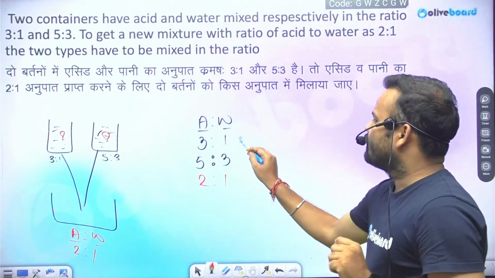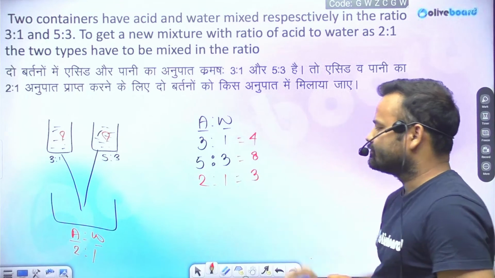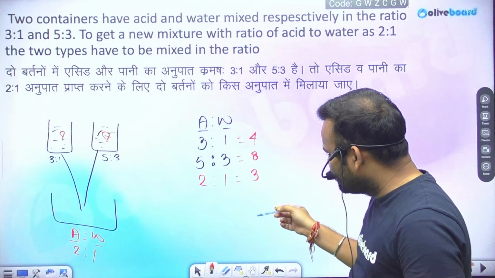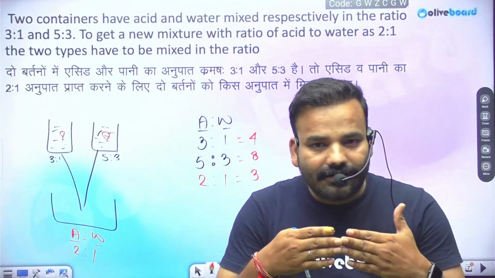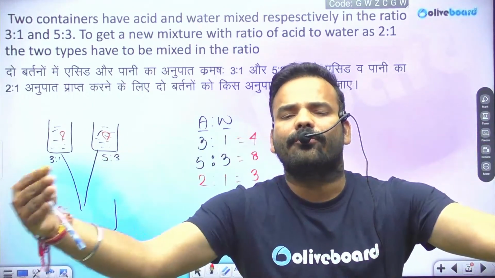Sir, what is the volume over here? The volume is 4. What about this? This is 8. And what about this? This is 3. We make the volume uniform, that is equal. How to make this volume equal? Numbers can be made equal at their common multiples. Numbers become equal at their common multiples, and there are infinite common multiples.